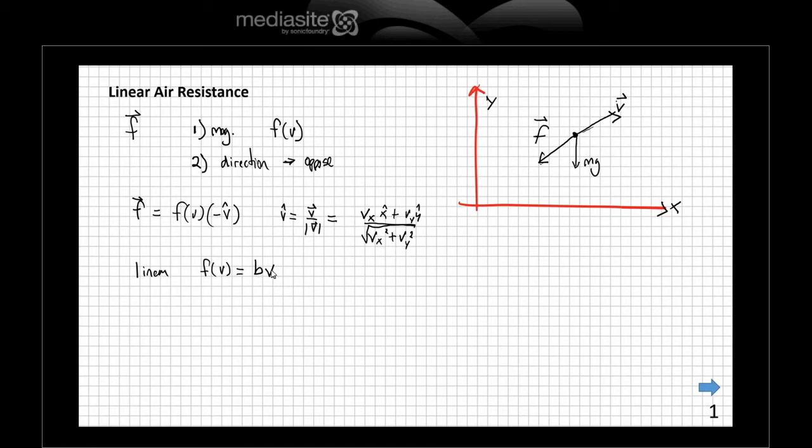The strength of the linear air resistance, the term b, depends on the medium itself and the diameter of the object. We can write b as beta times the diameter, where beta depends on the medium, which could be air or water or whatever you're going through, and then the diameter of the object.